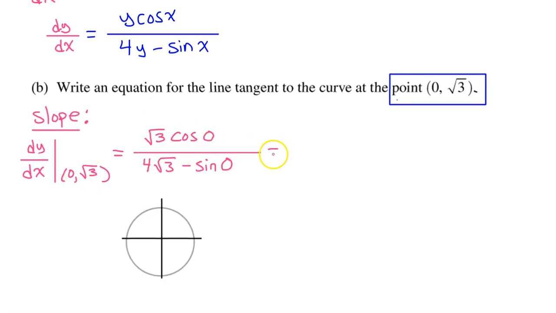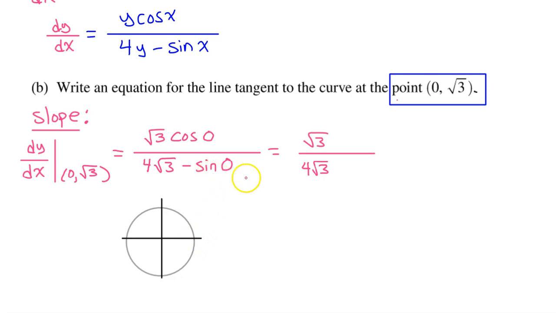Now we have this. We just need to evaluate cosine of 0 and sine of 0. Cosine is the x value on the unit circle, and at 0 radians, the x value is 1. So radical 3 times 1 is just radical 3. Sine is the y value on the unit circle, and at 0 radians, the y value is 0.